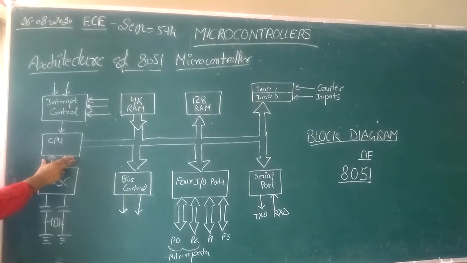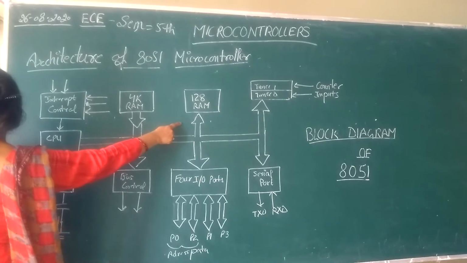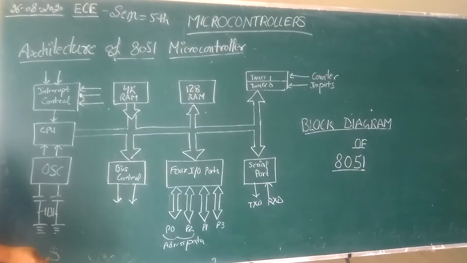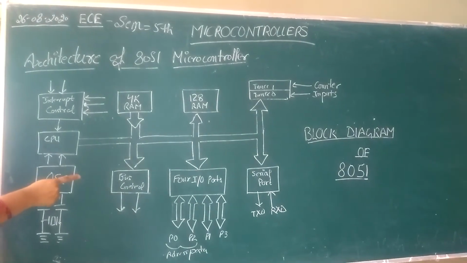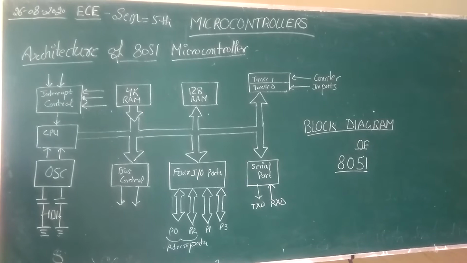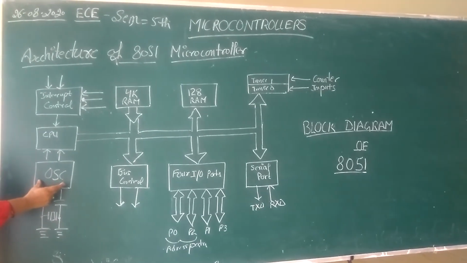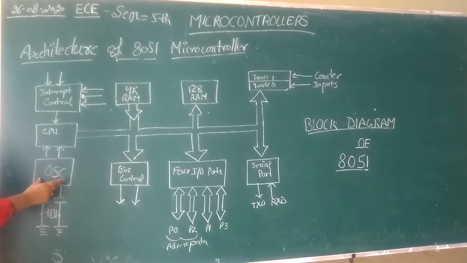64K program memory address space. Here is space of 4K RAM and 128 bytes RAM. And this is your duplex UART, or you can say this is your 4 input output ports. And this is your on-chip oscillator. This is the oscillator which will control all the oscillations which are produced in the microcontroller.